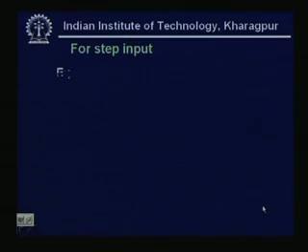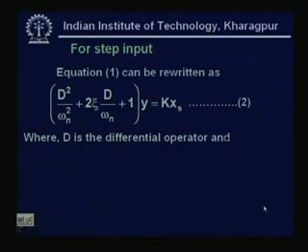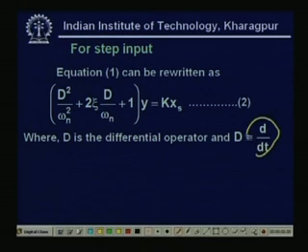Now for step input, equation 1 can be written as (D squared upon omega n squared plus 2 xi D by omega n plus 1) multiplied by y equal to k xs. This is equation number 2. Now we have introduced a new term which is called the differential operator, D, which is equal to d by dt. That means for the first term, it will be d square y by dt square by omega n square. This will be our first term.